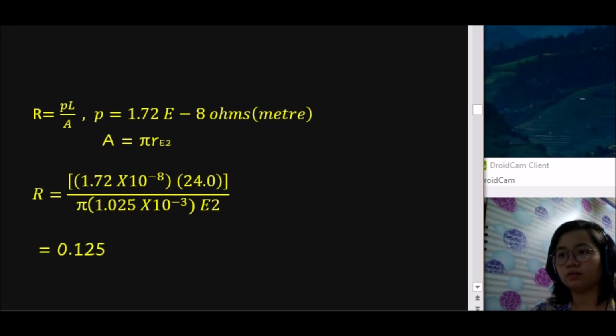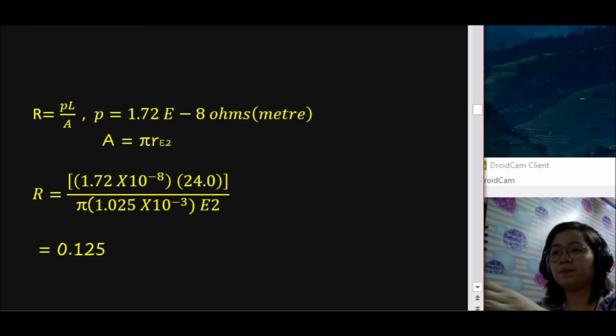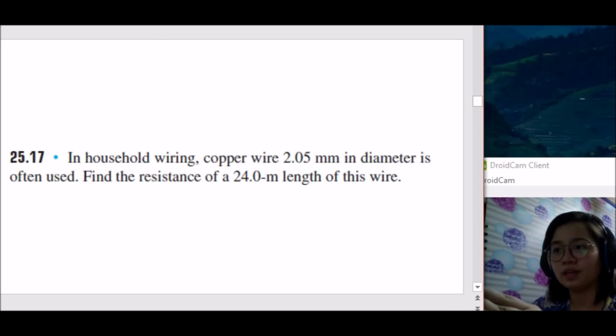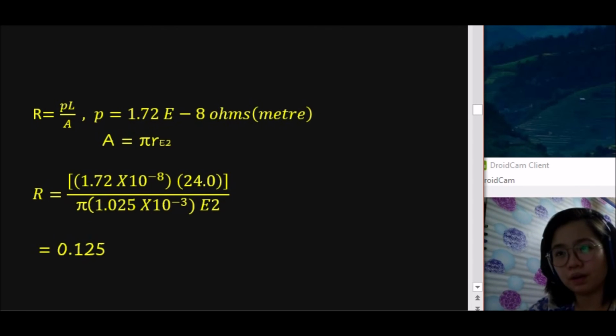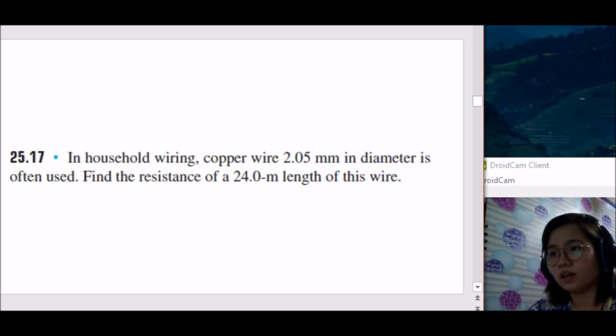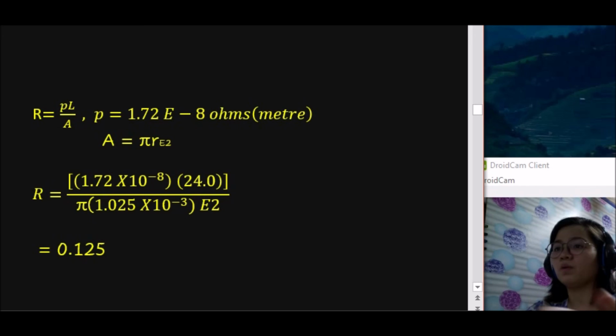The rho equals 1.72 times 10 to the negative 8 ohm meters. How is that possible? Basically, it's a constant. That is rho there, and we want to know the resistance. By the way, we're talking about copper wire. If we're talking about a wire with a diameter and length, we know the area is pi r squared.